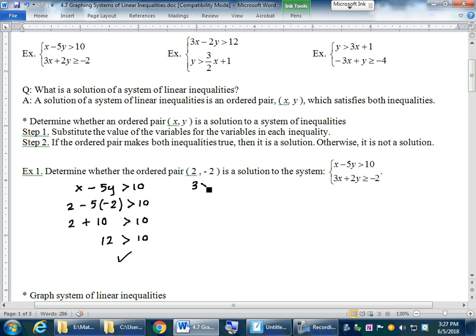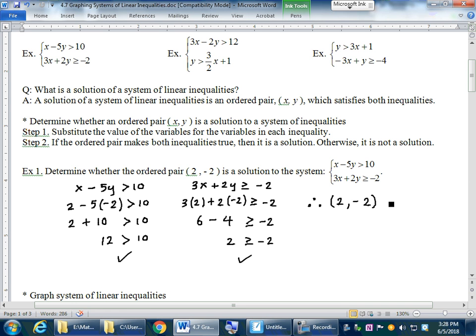Does it satisfy the second one or not? 3x plus 2y is greater than or equal to negative 2. So 3 times 2 plus 2 times negative 2 is greater than or equal to negative 2. That gives us 6 minus 4 is greater than or equal to negative 2, which is 2 is greater than negative 2. So this is also true. Because it satisfies both inequalities, I can say that therefore (2, negative 2) is a solution.